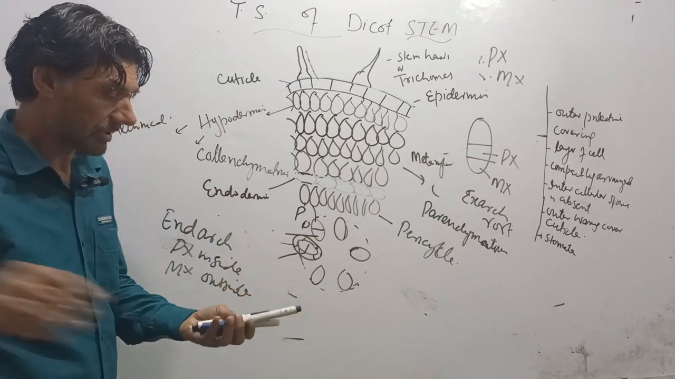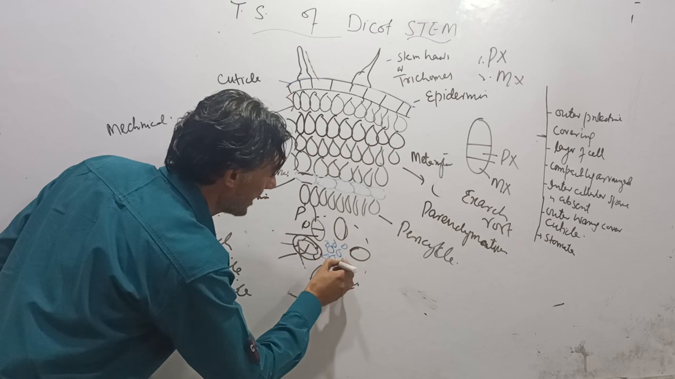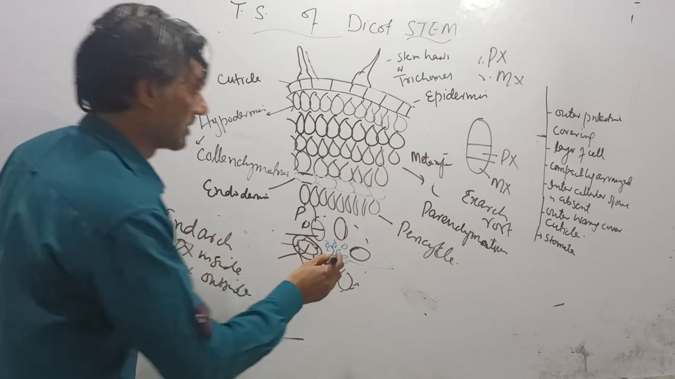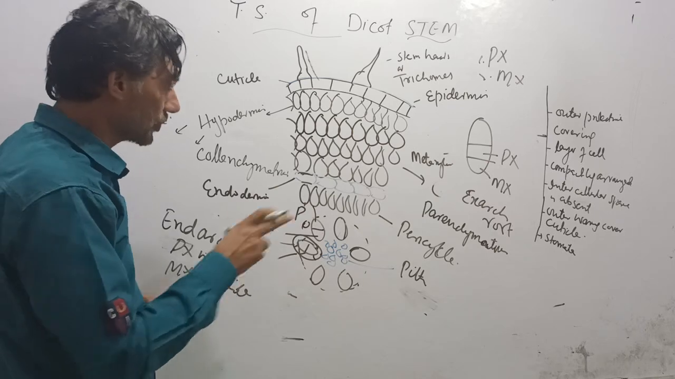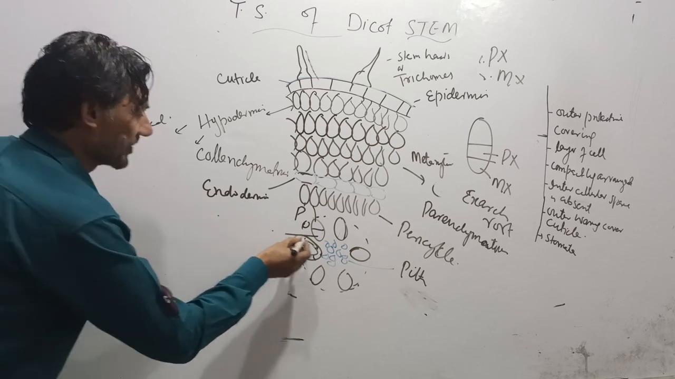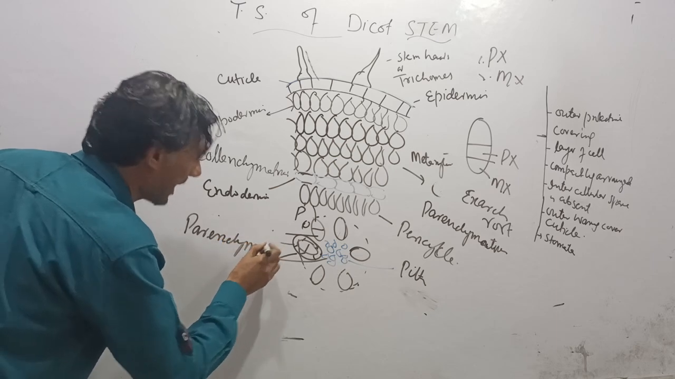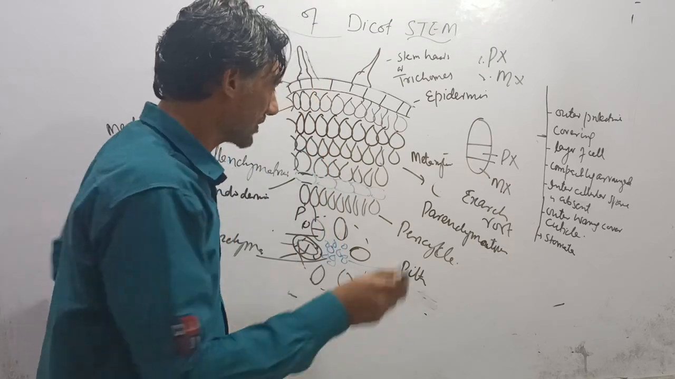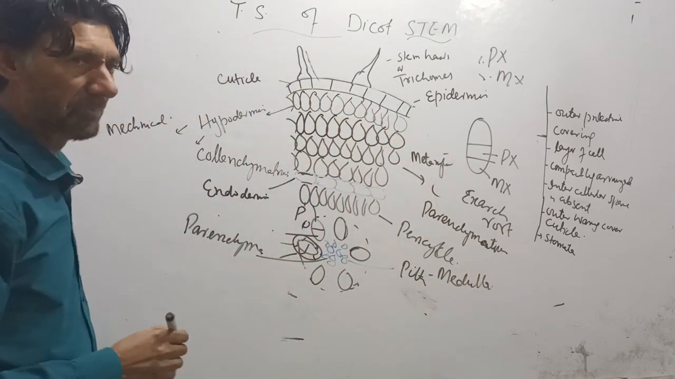In the center of the stem there is a tissue called pith. Pith tissue is made up of parenchyma cells, so the pith is parenchymatous in nature. The pith is also called medulla.